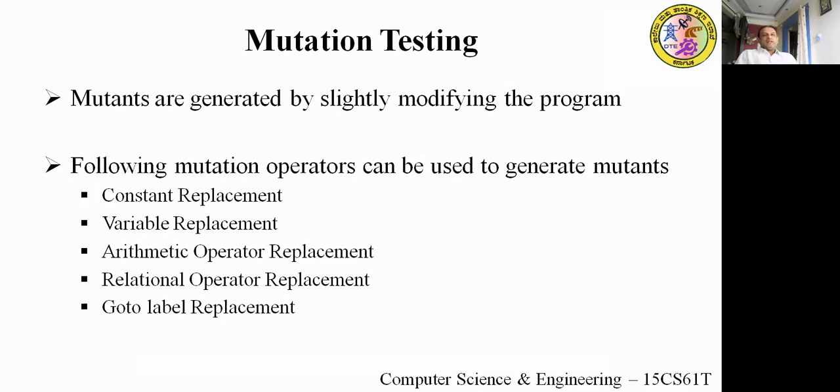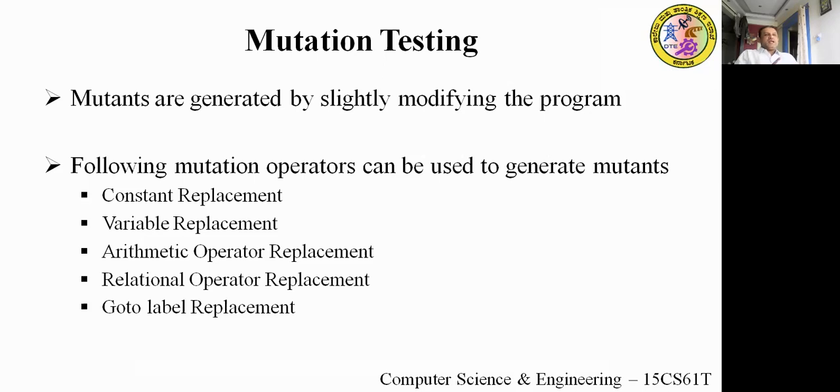And go to label. Go to is an unconditional statement. Just go to L1, for example. L1 is a location somewhere else. So instead of L1, you want to use some M1 or some particular name, like jump or branch 1, something like that. So you can replace it. Doing these modifications, we call that a mutant set. This testing we call mutation testing.